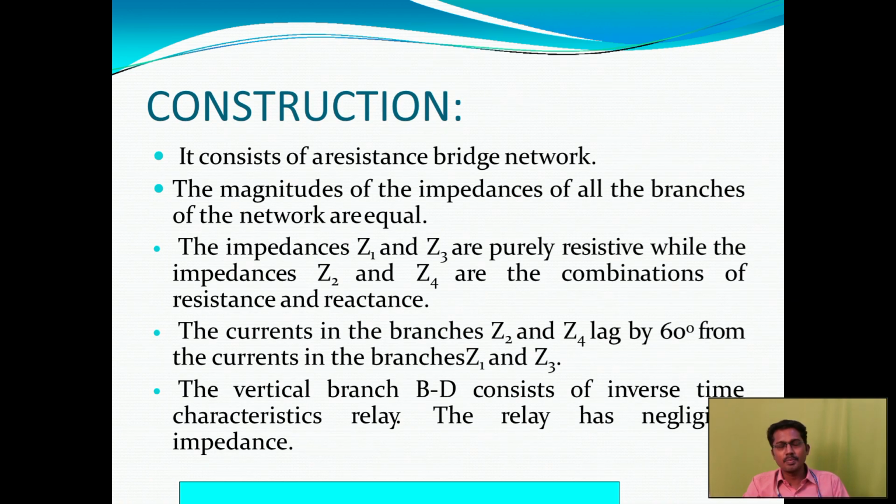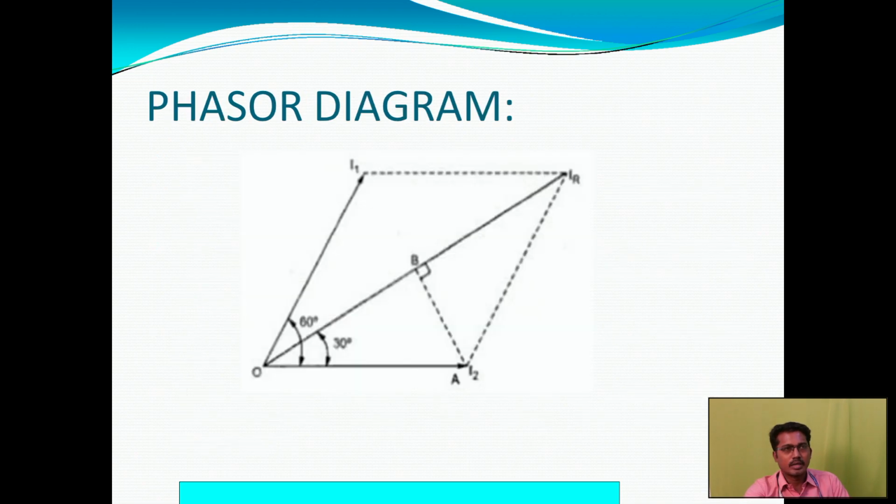These two will get some voltage drop, and that drop of voltage makes the unbalanced condition. This is the process that is carried out in the negative sequence relay.